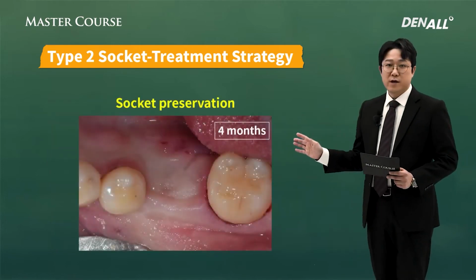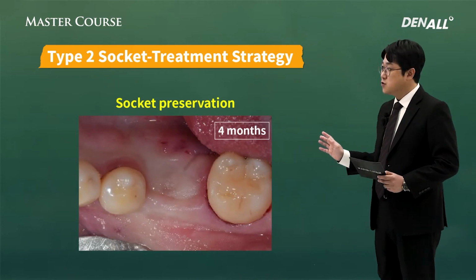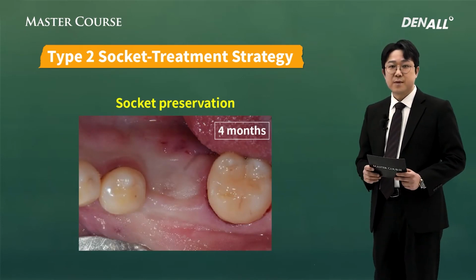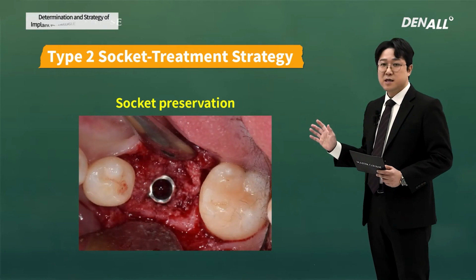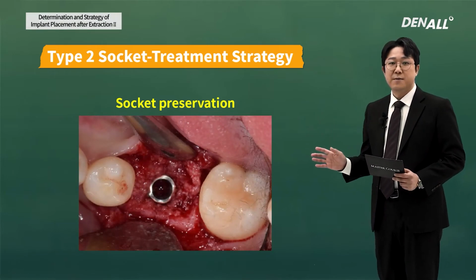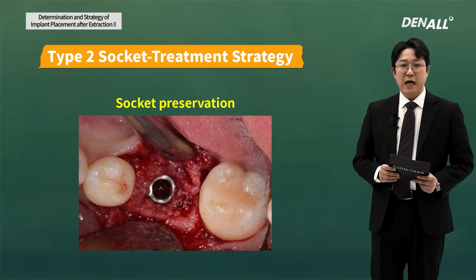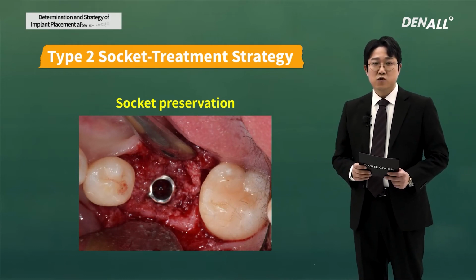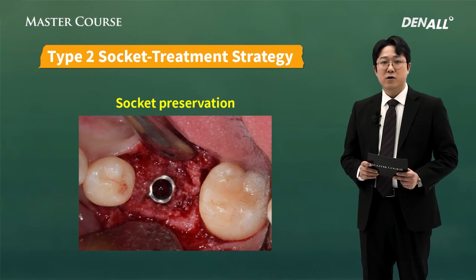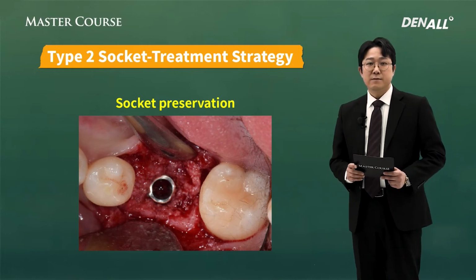This is after 4 months. You can see that the socket has healed nicely. This is image after implant placement. The destroyed socket, it has healed nicely and volume is well maintained. You would be able to place your implant easily.